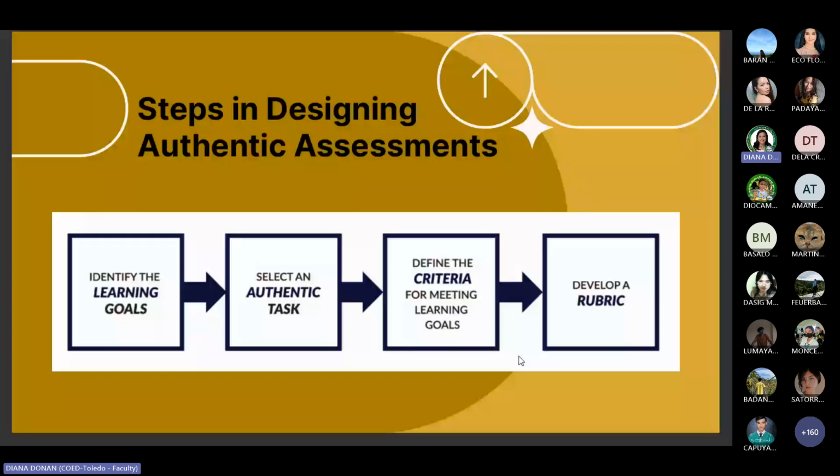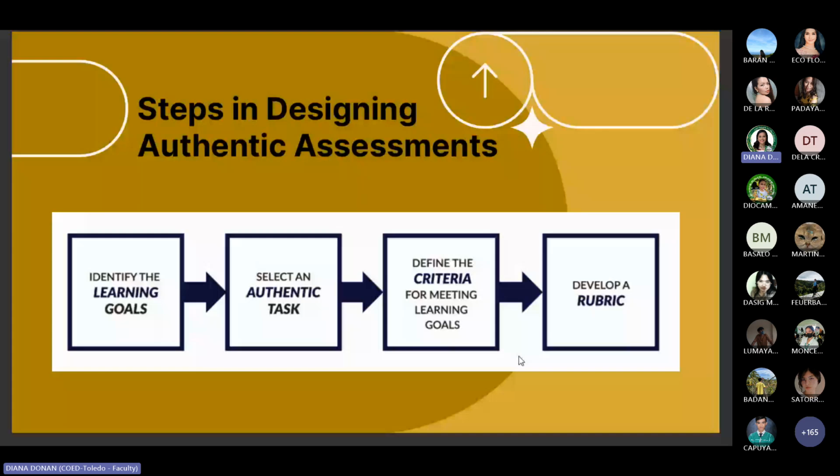Now, let's walk through the steps in designing authentic assessments. So this is a crucial process that ensures our assessment tools are not only meaningful but also aligned with our learning goals and teaching practices. Okay, so there are four main steps in this process. The first step is to identify the learning goals. So this means being clear about what we want students to know and be able to do by the end of the lesson or unit.